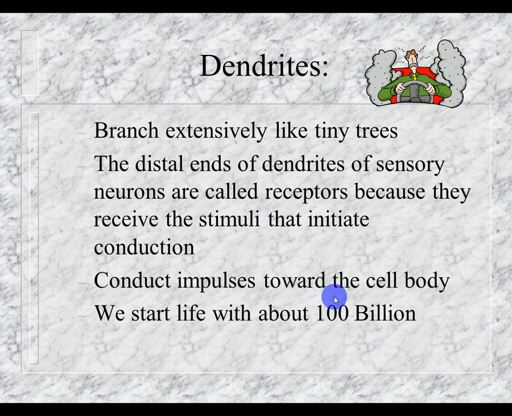The dendrites are also a part. They're the tiny tree-like areas that are distal ends of the dendrites. They have sensory neurons called receptors, because they receive the stimulus that starts this impulse conduction. We start life with about 100 billion of those, but depending upon what lifestyle choices we make, we can kill those off.